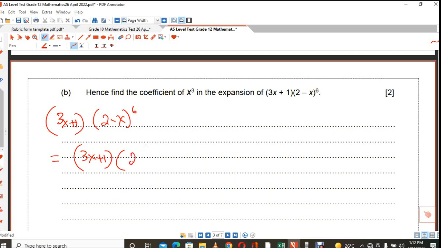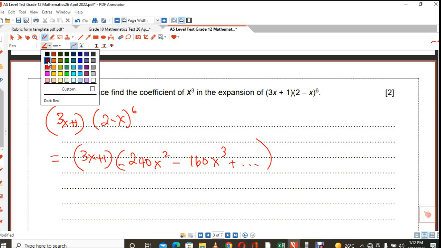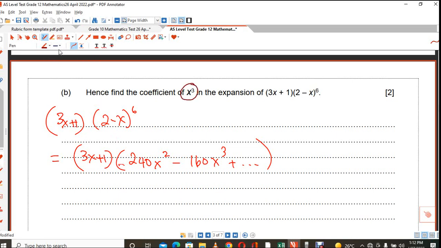What was it? 240x squared, right? Minus 160x cubed. Am I right? So this thing will continue, right? Even here, there was stuff before that. So you must only now look for the coefficient of x cubed. So the way you can get an x cubed is you multiply this with that. And what do you get when you multiply those two? No, that's the final answer.